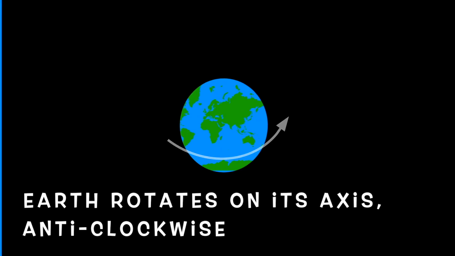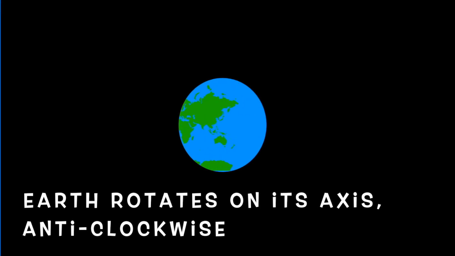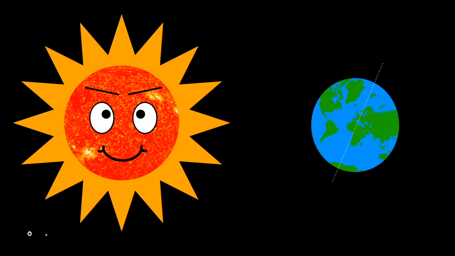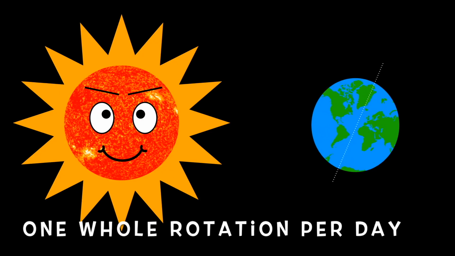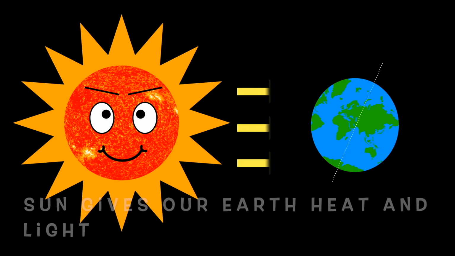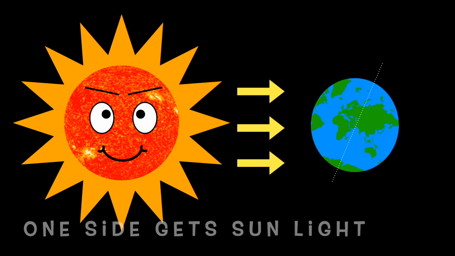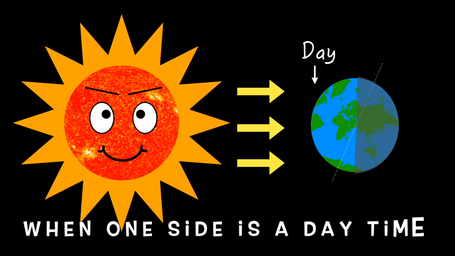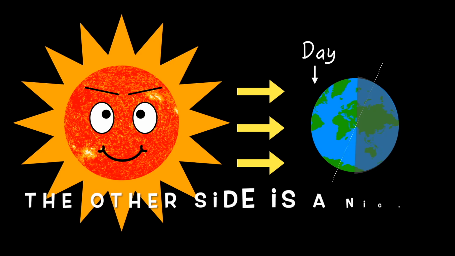Earth rotates on its axis, anti-clockwise. Earth rotates on its own axis, one whole rotation per day. The Sun gives our Earth heat and light. One side gets sunlight, and the other side does not get sunlight. When one side is daytime, the other side is nighttime.